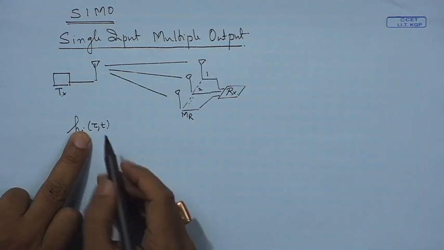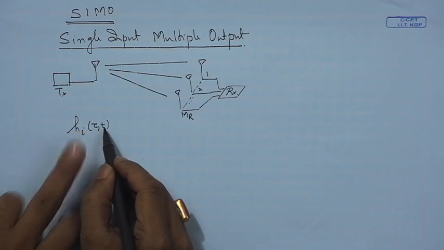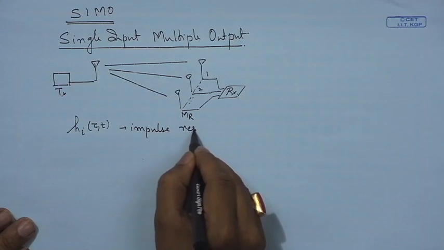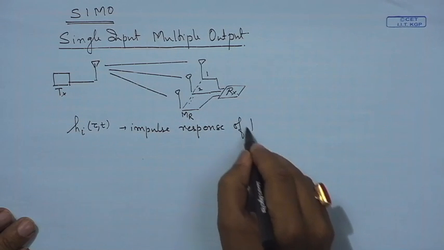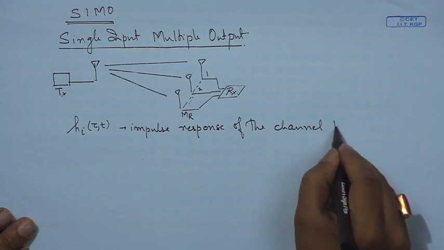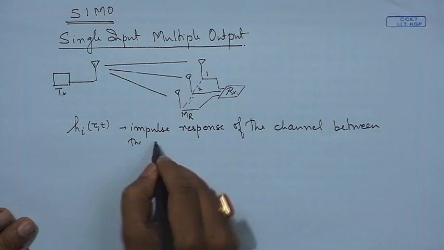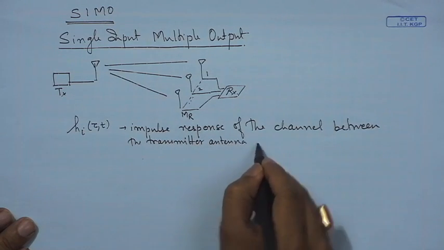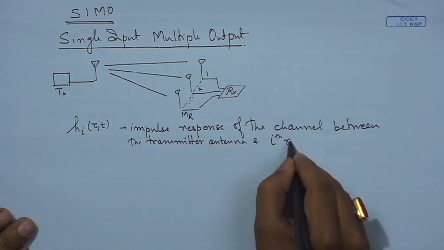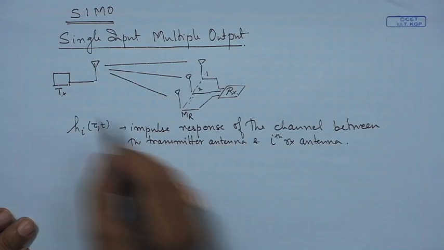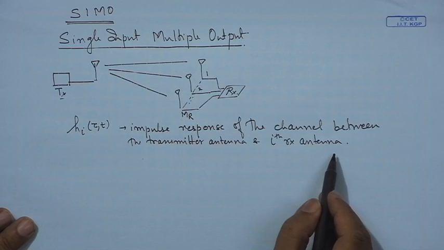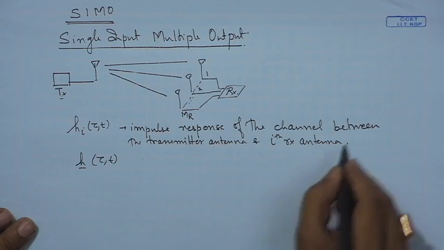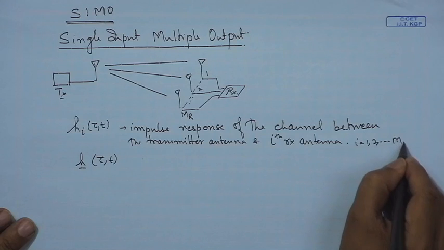So if we suppress the i, it is h of tau comma t. That means the delay and time is the impulse response of the channel between the transmitter antenna and the ith receiver antenna. So we'll use TX for transmitter, RX for receiver. So this is how it is given, and we can represent h of tau comma t, so of course i is equal to 1 up to M_R.